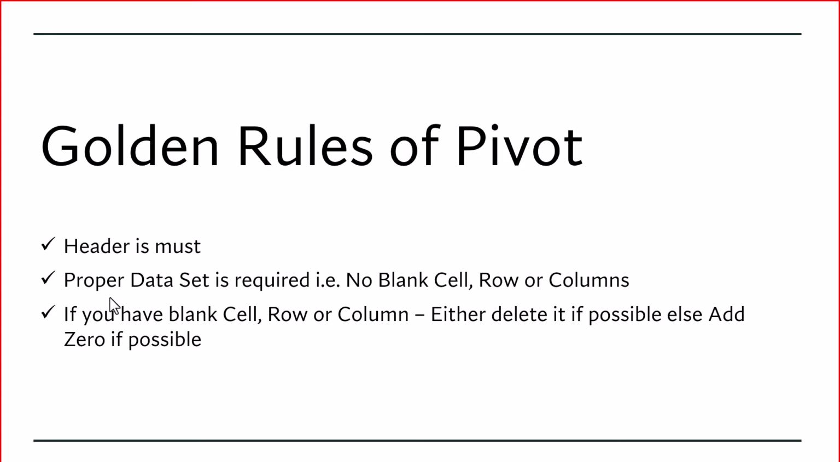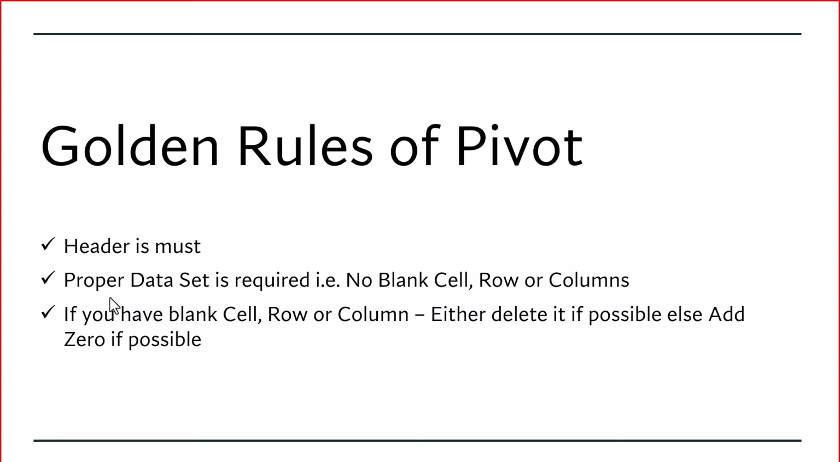Next, I need to have a proper data set. That means I should avoid blank cells, rows or columns. In some situations, we will have data with such a scenario. Wherever we don't have a value, you can leave it blank, or wherever you can fill in data, make sure the data is filled in. The third part comes into play. If I have a blank cell or row, I can either delete the entire row, column or cell if I'm not going to use it.